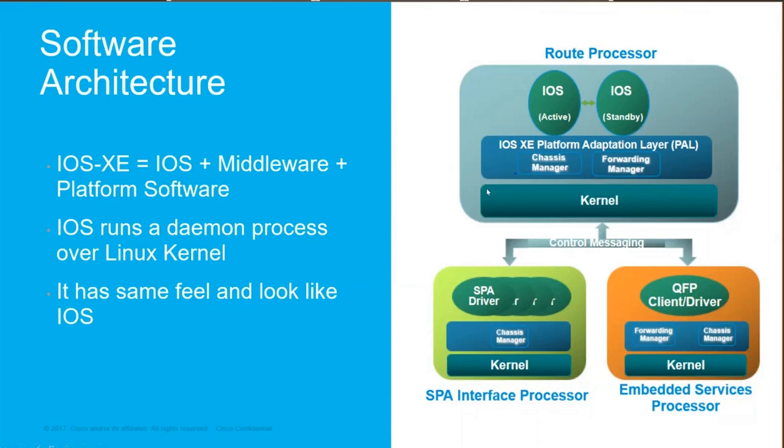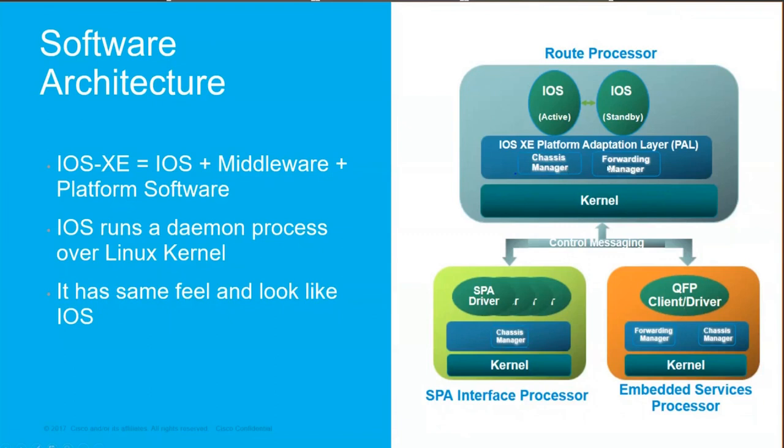We have different software processes running on all of the modules. On the RP, we'll have different processes running. On the QFP, we'll have different processes running. On the SPA as well. The chassis manager will be running on all the modules. The forwarding manager will be running only on the RP and FPs, not on the SIP modules, because as we discussed earlier, SIPs don't have any intelligence on their own and they won't affect any forwarding decisions. So the forwarding manager won't be required there, but it will be running on the RP and FP.